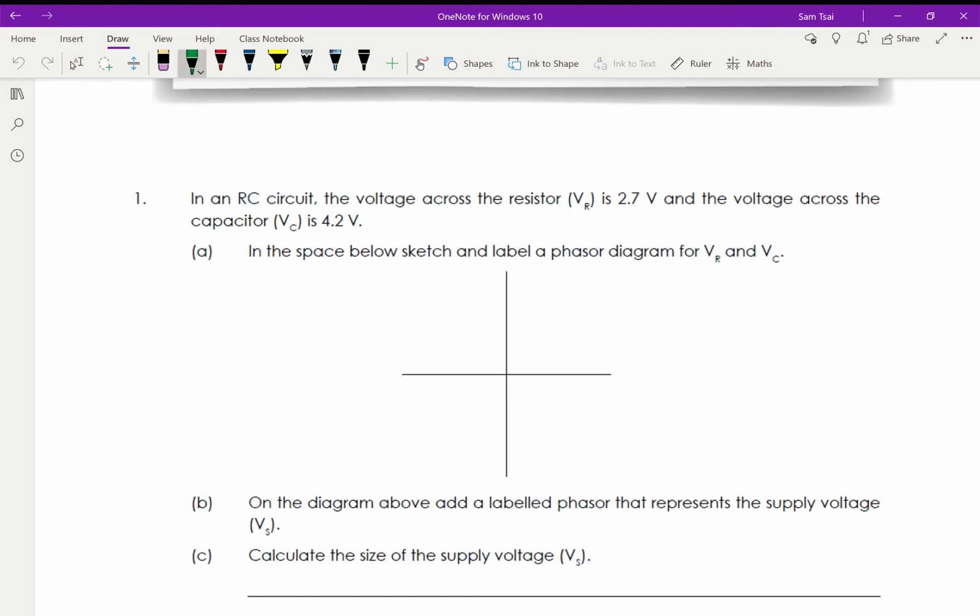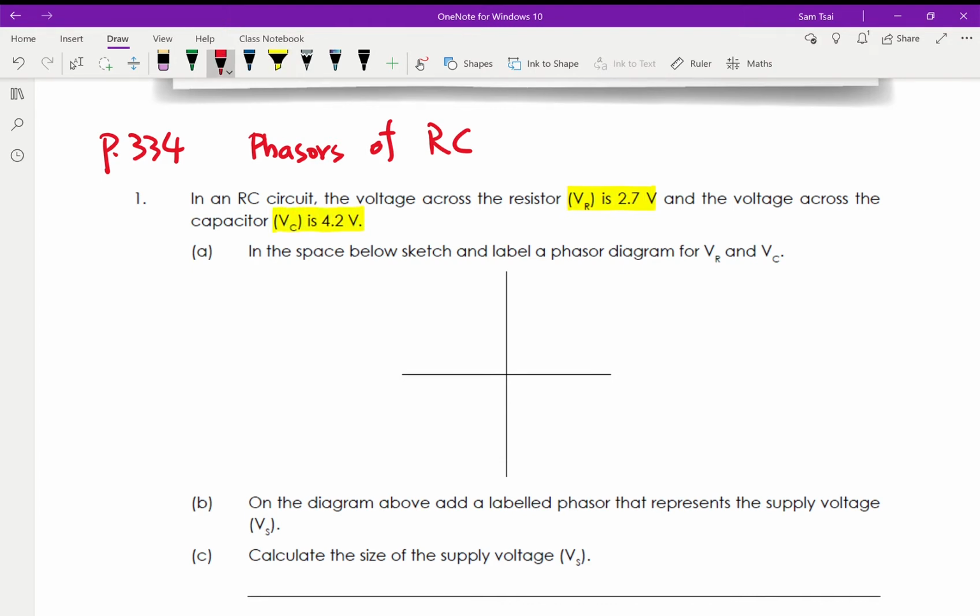Okay, let's go to page 334 to check the phasor or voltage phasors of RC capacitor. Okay, so question one. In the RC circuit, the voltage across the resistor, so VR is that much, and the voltage across VC is that much.